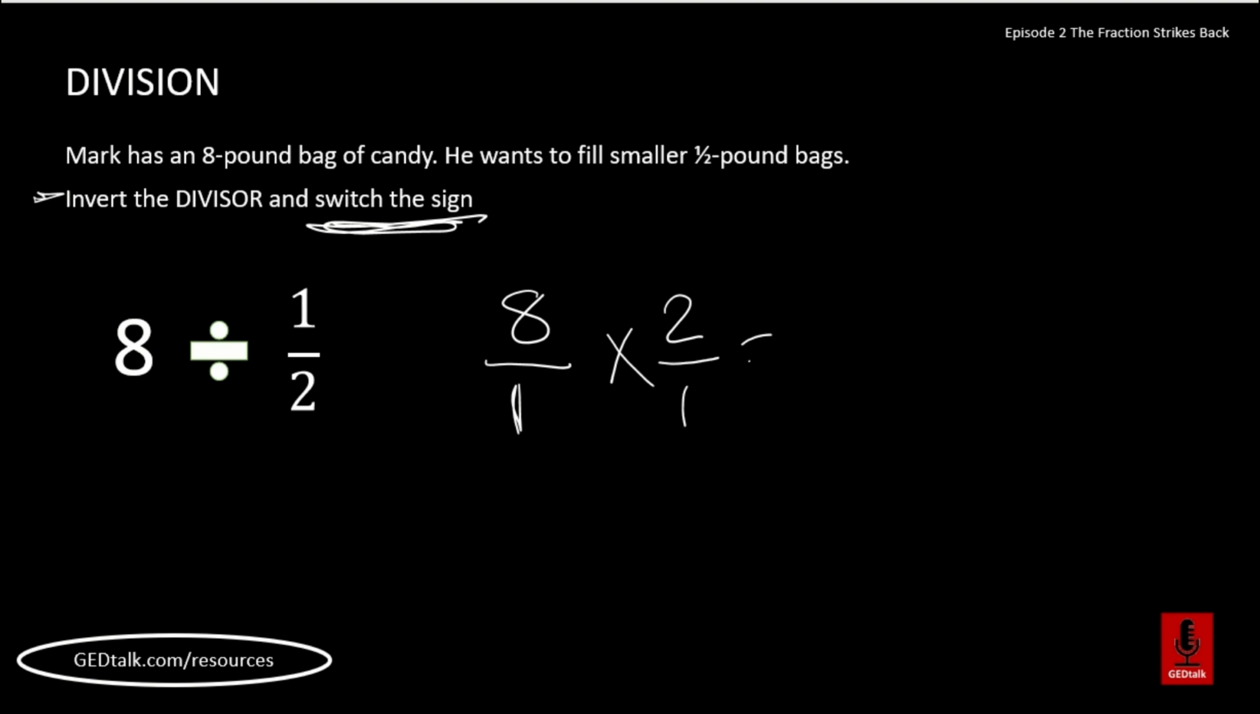Okay, awesome. I learned how to multiply, just go across the line. So 8 times 2 is 16. The denominators, 1 times 1 is 1, and 16 divided by 1, folks, is 16.